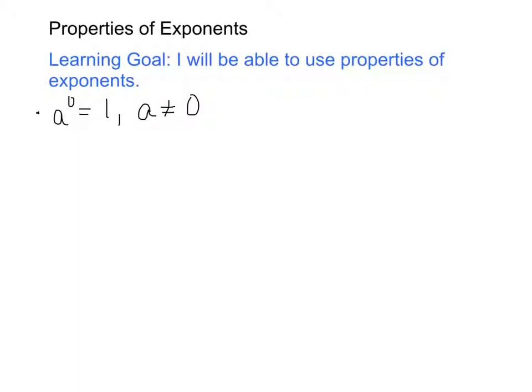The next property is any term raised to the negative. You simplify it by doing 1 over that term, and then you simplify it. So all negative exponents go on the bottom. If it's already negative on the bottom, then you simplify it by bringing it to the top.